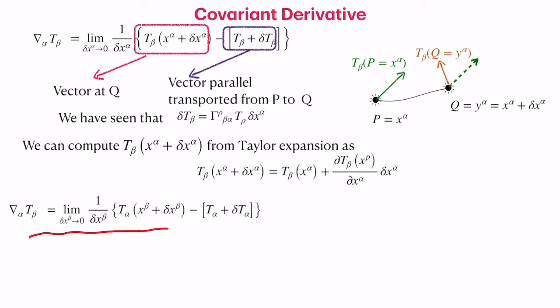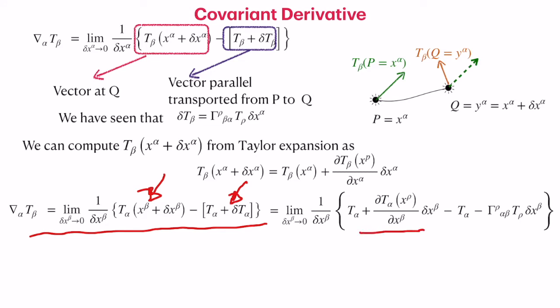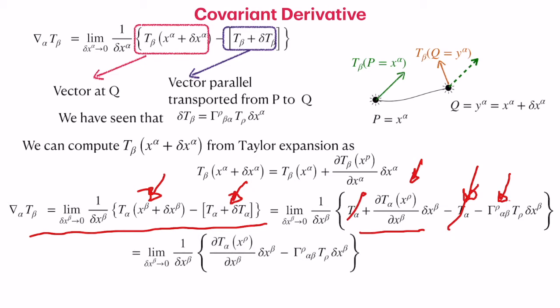We have these two terms for the derivative. One we can obtain from the Taylor expansion, the other we can obtain from the parallel transport, and by substituting them, using the Taylor expansion we get the partial differentiation, and the second one is parallel transported. We can see that these two terms cancel out, leaving the result: limit delta x beta going to 0 of 1 by delta x beta into partial differentiation of T alpha with respect to x beta into delta x beta minus gamma rho alpha beta T rho delta x beta.